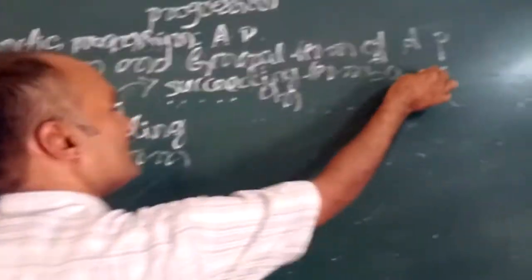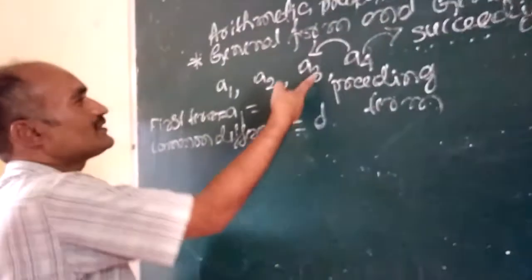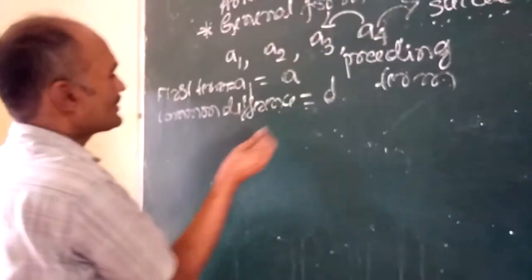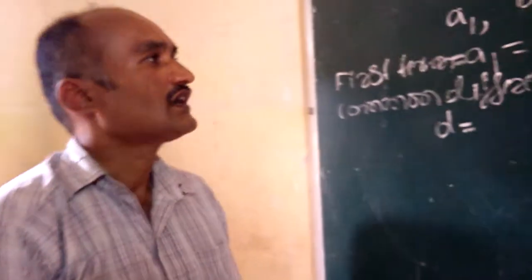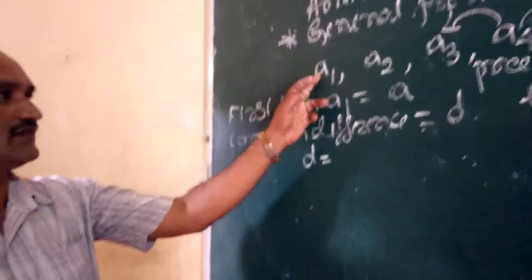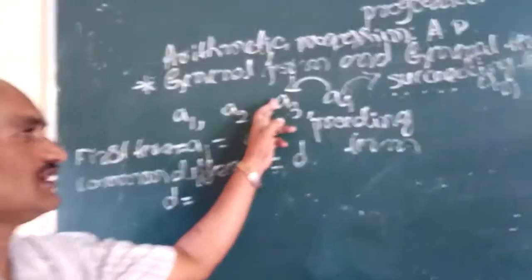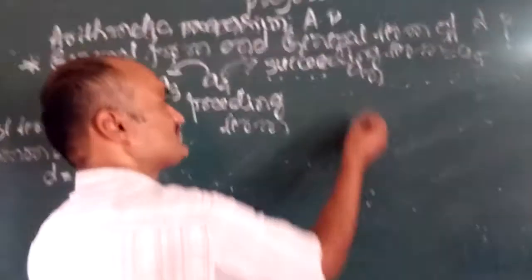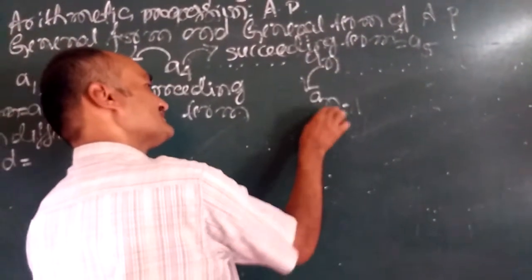Succeeding term is A5. Its preceding term is A3. Its preceding term is A2. Succeeding term is A4. So common difference is D. Common difference is A2 minus A1, A3 minus A2, A4 minus A3. That is, its preceding term is An minus 1. An minus 1 is the preceding term.